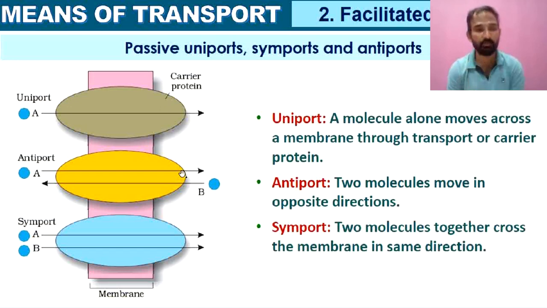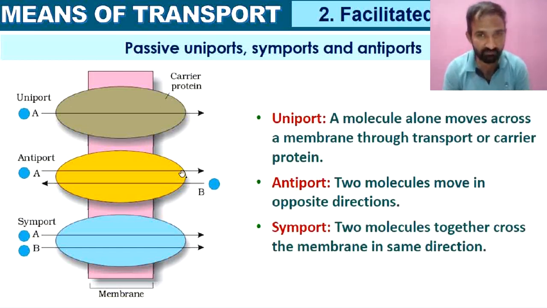So at a time both molecules are attached to the carrier protein. When the carrier protein is rotated, the A molecule enters inside and the B molecule exits from the cell towards the outside. So here the two molecules move in opposite directions, which is called antiport.